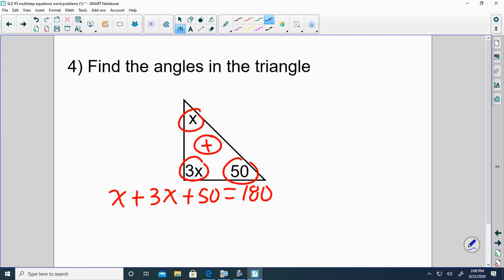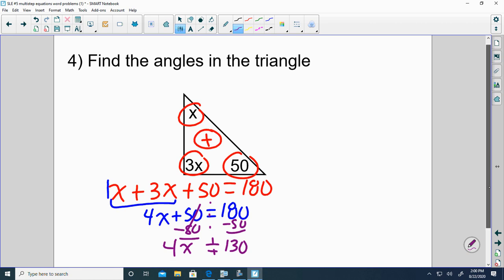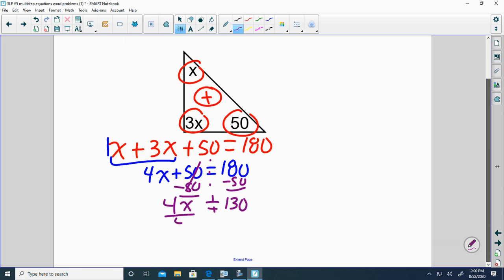Okay, so from here, what we're going to do is we're going to combine. Looks like I have some like terms, so that's 1x plus 3x, that's 4x, plus 50 is equal to 180. Okay, do our little dotted line, subtract 50, subtract 50. Those cancel, so I get 4x is equal to 130. And then from there, I am going to divide both sides by 4. Okay, so x equals 130 over 4.